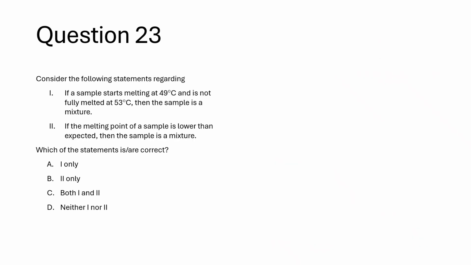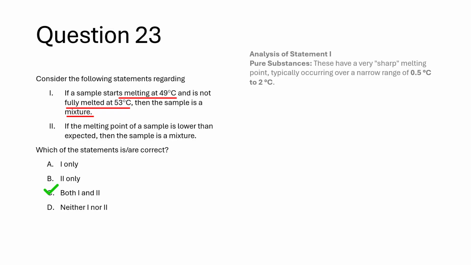The correct answer is C. Both 1 and 2. Analysis of statement I. If a sample starts melting at 49 degrees Celsius and is not fully melted at 53 degrees Celsius, then the sample is a mixture. Pure substances have a very sharp melting point, typically occurring over a narrow range of 0.5 degrees Celsius to 2 degrees Celsius.